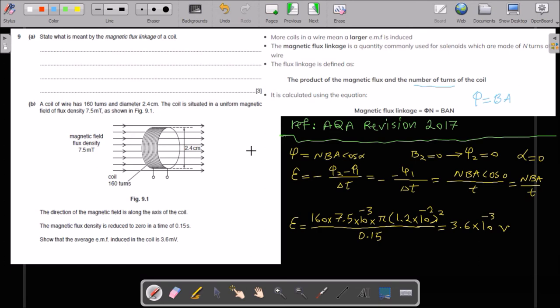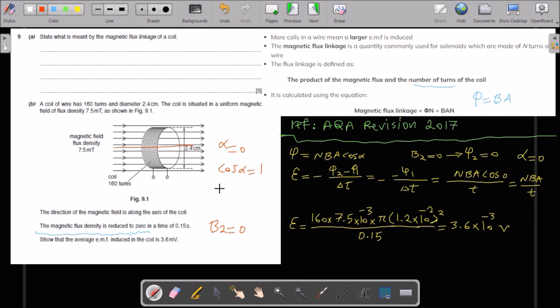Magnetic flux linkage is equal to NBA cosine alpha. It is said that magnetic flux density is reduced to zero. Magnetic flux density means B. So final B becomes zero. So when B is zero, phi is zero as well. Phi is magnetic flux linkage. And alpha is zero. Why? Because the direction of the line perpendicular to this ring and the direction of the magnetic field are parallel. So these lines and the magnetic field are parallel. That's why alpha is zero. Cosine alpha is equal to 1. So we can ignore cosine alpha in this part.